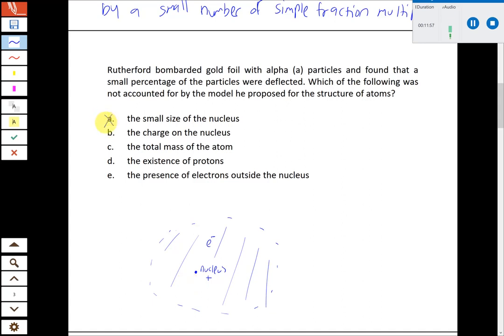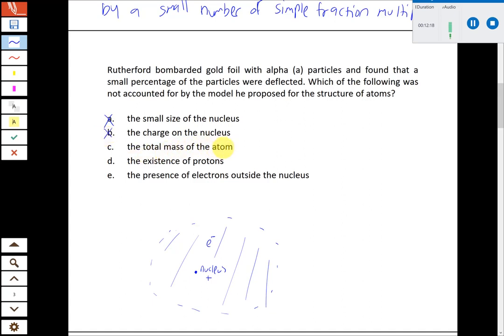That's really the key thing that it showed: the charge on the nucleus. Because some of the particles were deflected, as this problem says, that basically means the charge of the nucleus has to be positive. Remember, the alpha particles were positive, and for them to be repelled by the nucleus, the nucleus has to have the same charge, because like charges repel each other.